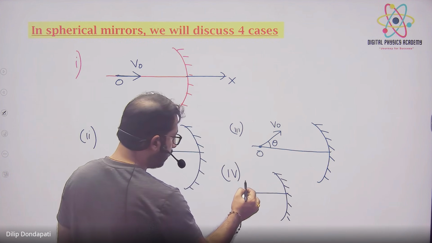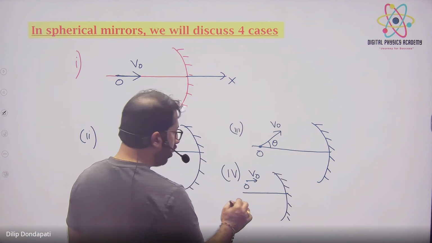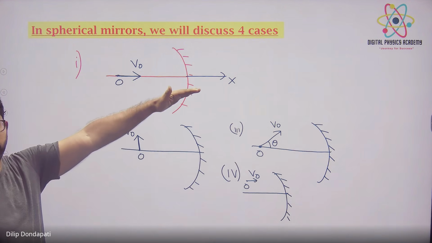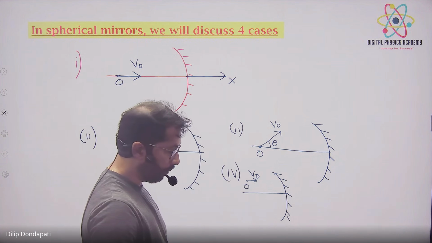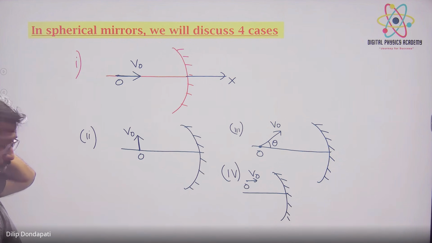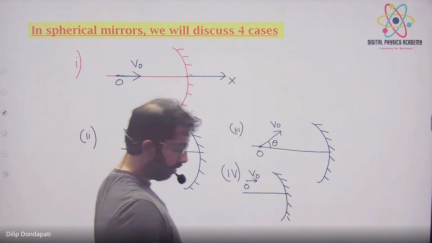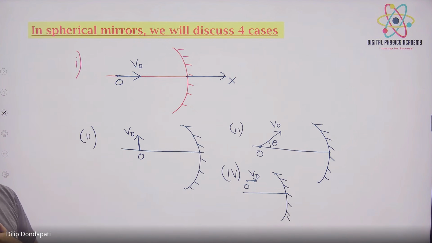Now object is moving with velocity v naught parallel to the principal axis, but not along the principal axis. The first one is going along the principal axis, but this one is going upward. We will discuss one case. First one. When the object is along the principal axis, we'll discuss.